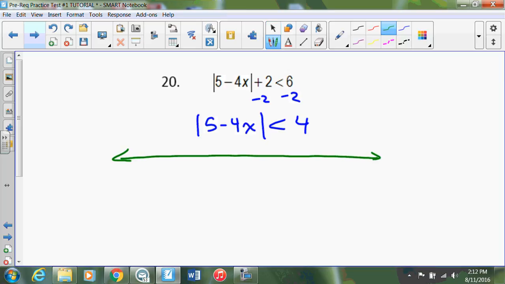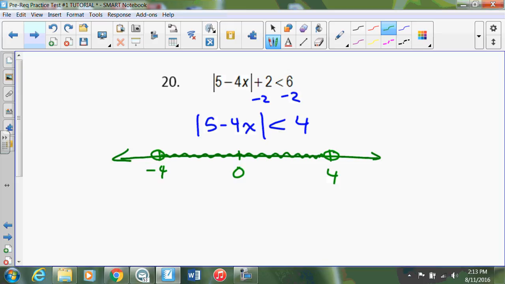If it were an equal sign, if it said this 5 minus 4x has to be exactly equal to 4 away from 0, we would say, oh, that's easy. I'm going to set it up equal to 4 and equal to negative 4, have two equations and solve. But it says less than 4. So if we look at our number line here, it's saying it can't be equal to 4. It has to be less than 4 away from 0. Same thing, there's no way it can be equal to negative 4, because it has to be less than 4 away from 0. So what you see shaded is actually where this answer has to fall.